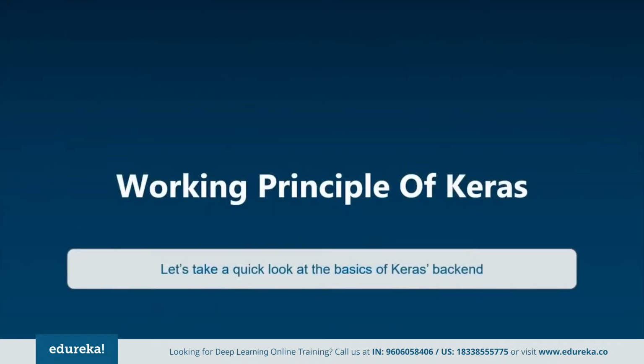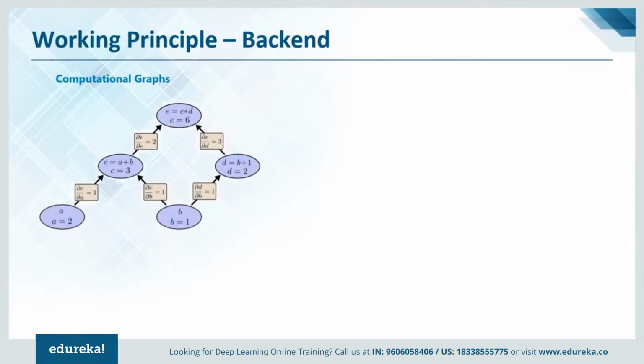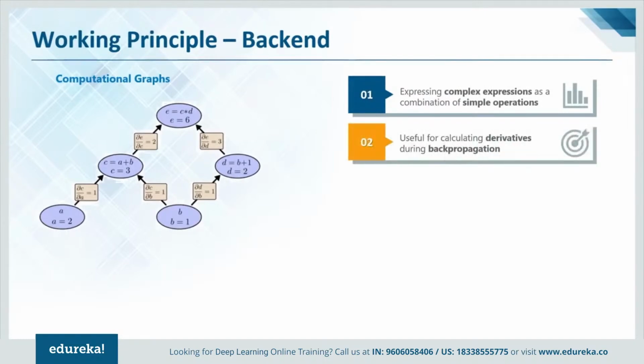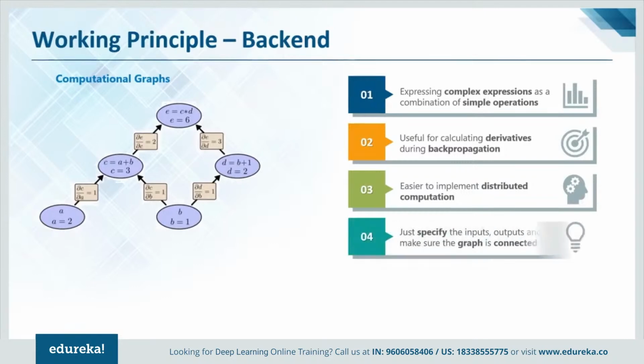So let's check out a computation graph. Here is an example for you guys. Just before decoding and working our way through the graph, let's look at the features. Do note that computational graphs are used for expressing complex expressions as a combination of simple operations for Keras to work with. It is mainly useful for calculating the derivatives during the phase of backpropagation, and hence it makes it easier to implement distributed computing on the whole. So all it takes is to specify the inputs, outputs, and to make sure that the graph is connected throughout. I hope you guys know what a connected graph is.